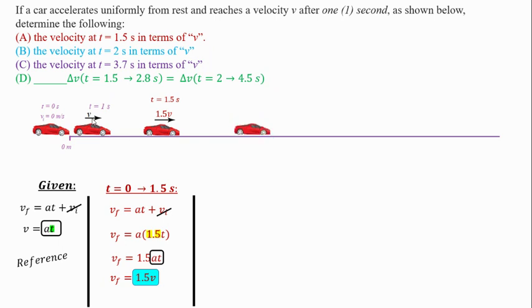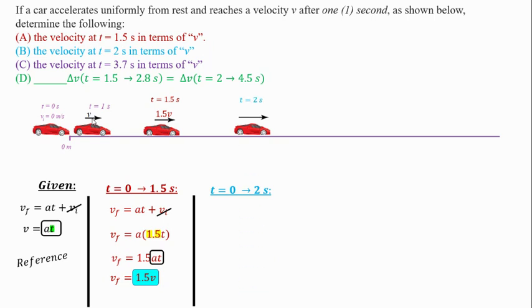Part B asks us to find the velocity at 2 seconds and express it in terms of V. So we're going to use the same process. So here my arrow is a little longer because I know that it's accelerating, aka it's going to be speeding up, so the velocity technically is going to get a little faster and faster. So my arrow is a little longer here. And this is going to start at 0 seconds and it's going to go to 2.